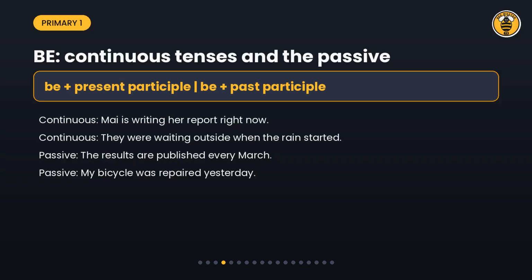First, be. The verb be does 2 jobs. With a present participle, it builds the continuous tenses. Maya's writing her report right now. They were waiting outside when the rain started. With a past participle, the very same verb builds the passive voice. The results are published every March. My bicycle was repaired yesterday. Same auxiliary, 2 completely different structures. The participle after it tells you which one you are looking at.